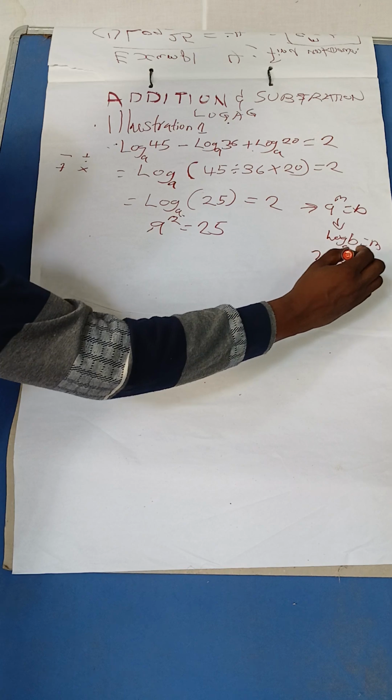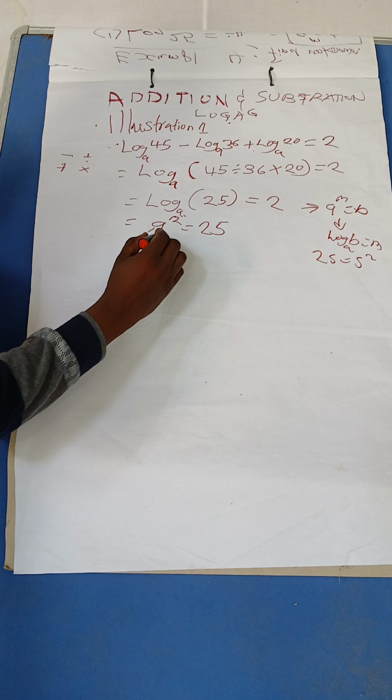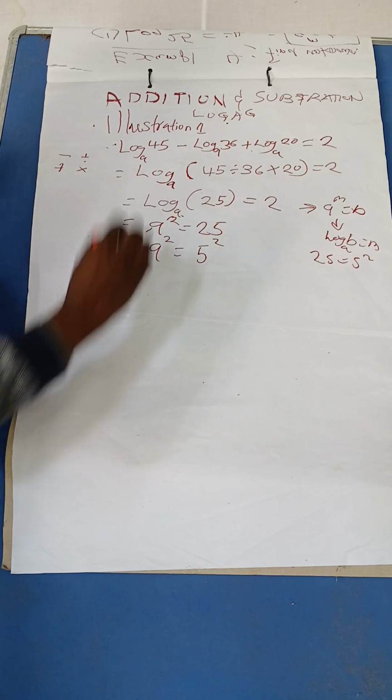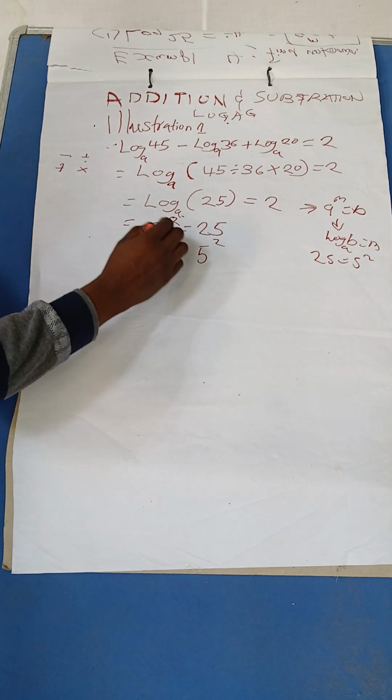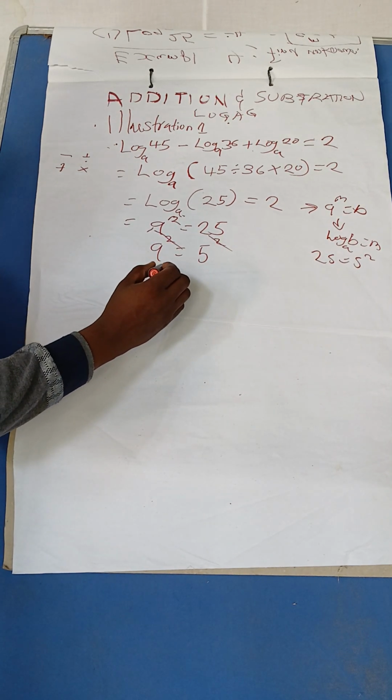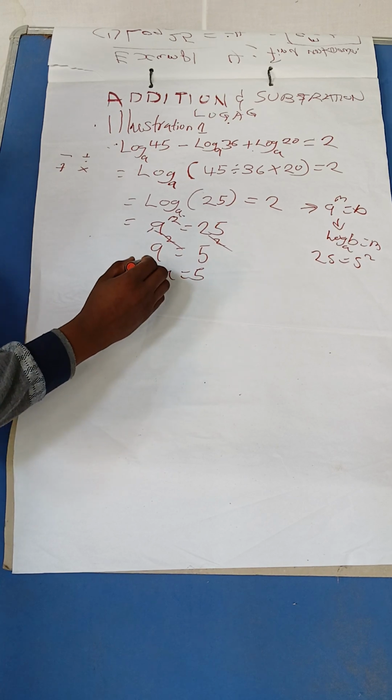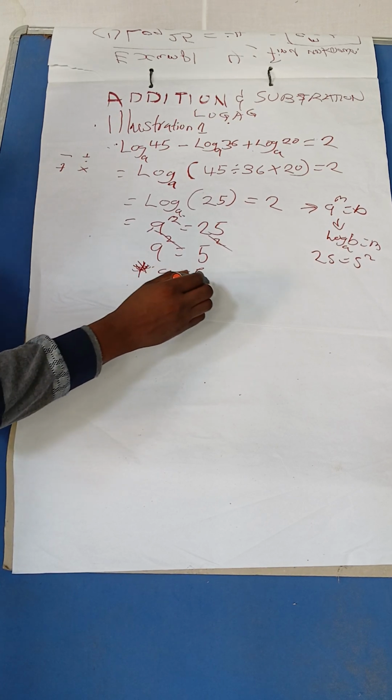Now, when you are here, it's very easy from what we have been doing. Because the unknown is on the base, we make the powers the same. So we look for the factors of 25. 5 squared gives 25. So you'll say a power 2 is equals to 5 squared. And remember I said when the powers are the same, you cancel off. So our answer will be a is equals to 5. And you are good to go. That's how we treat addition and subtraction.